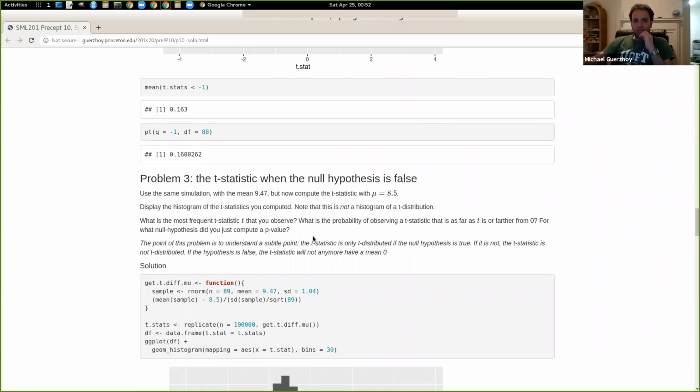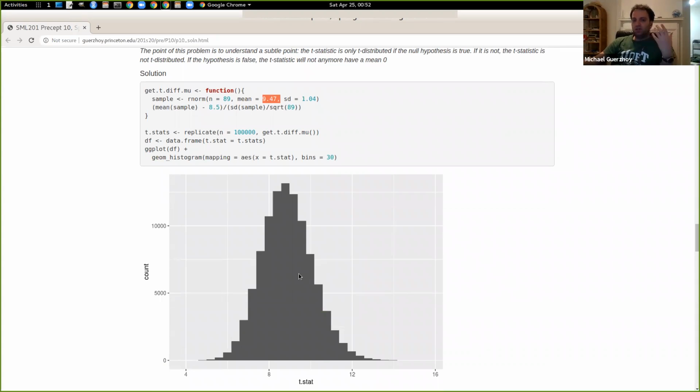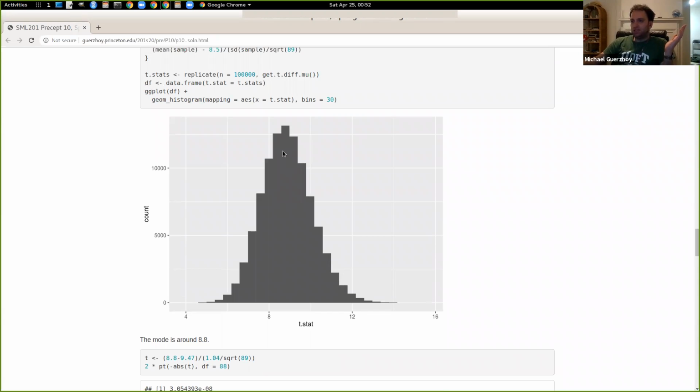So problem 3 is like this. We're using the same simulation, but now we're computing the t-statistic with a different mu, with mu equal to 8.5. So the situation here is that our null hypothesis is mu equal to 8.5, and that null hypothesis is false because we're still generating the data using the mean 9.47. The point we're trying to demonstrate is that the t-statistic is no longer going to be t-distributed. A t-distribution has a mean of 0, and here you see that the mean is not 0. The mode, which is just the most common value, is 8.8.